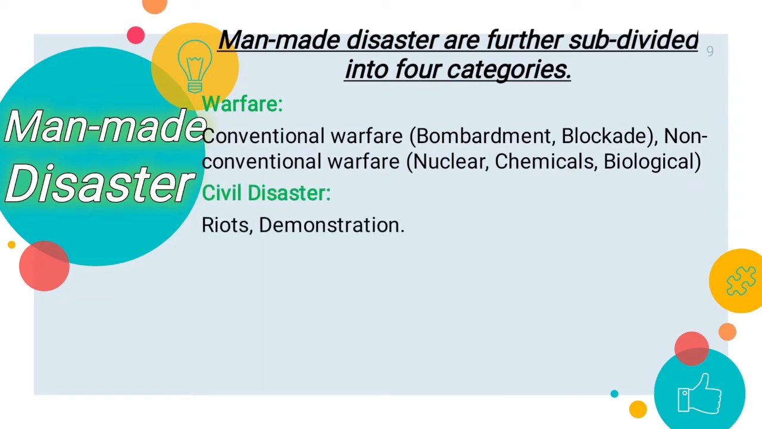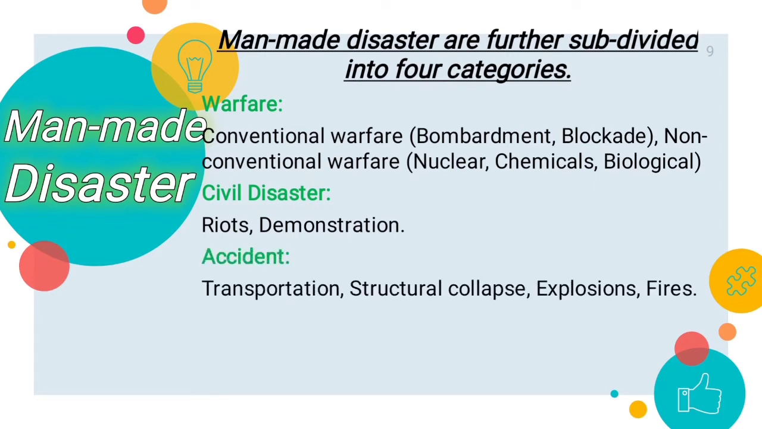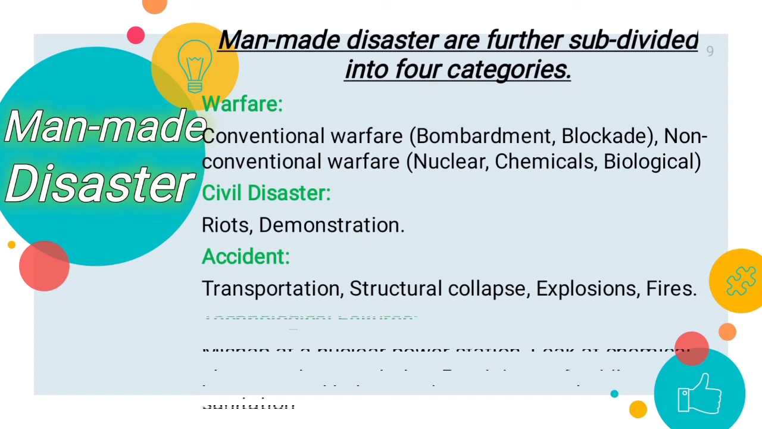Second category is civil disaster. It includes riots and demonstrations. Riot means a violent disturbance of the peace by a crowd or number of people. Third category is accident. It includes transportation accidents, structural collapse, explosion and fires.